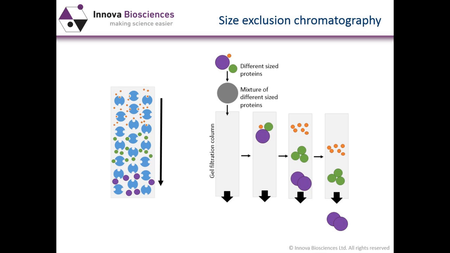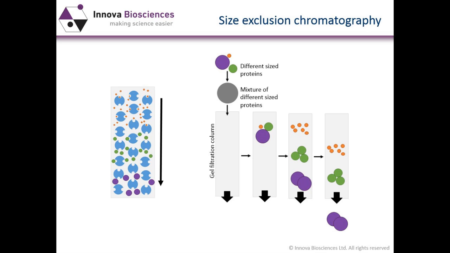You'll see that the red molecules actually get caught up in the gaps within the resin, and therefore they move through more slowly. They take a longer route through the column. Green is not caught up so well, it won't actually move into the pores very well, and purple actually just moves between the resin, doesn't get in between the resin particles at all, and moves through most quickly.